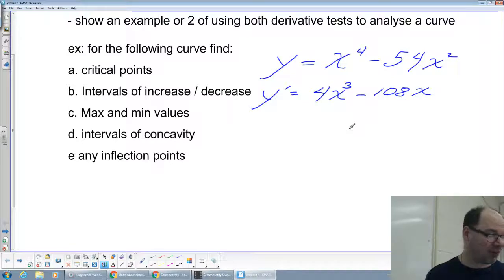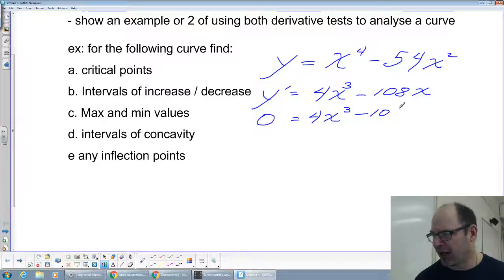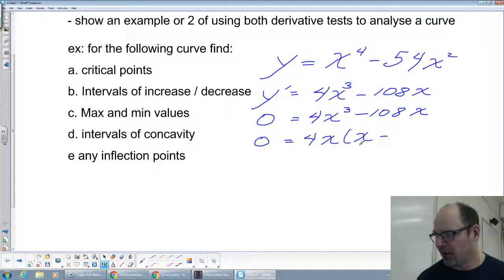Now we have to factor this out and set y prime equal to 0 to find the critical points. So 0 equals 4x cubed minus 108x. We can take an x out of both and a 4 out of both, so we've got 4x as a common factor. That leaves us with x squared minus, and 108 divided by 4, what would that be? 4 into 10 is 2, carry the 2 over, is 27.